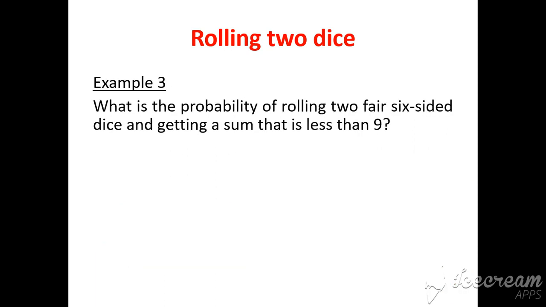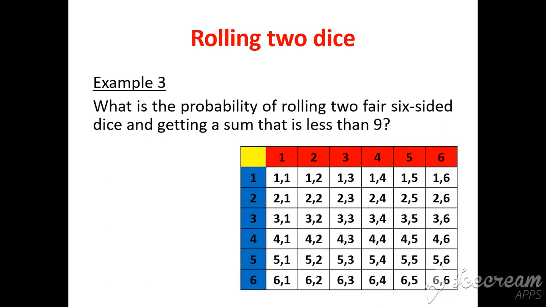Right, example 3. What's the probability of rolling two fair six-sided dice and getting a sum that is less than 9? Remember, sum means they have to add up the two numbers. A sum that is less than 9. Okay, here's our sample space yet again, and we want a sum that's less than 9. So we want to add up the two numbers, and it's got to be less than 9. So I've gone through and I've worked out all the possible outcomes where the sum is less than 9. Now, I can't have 9.